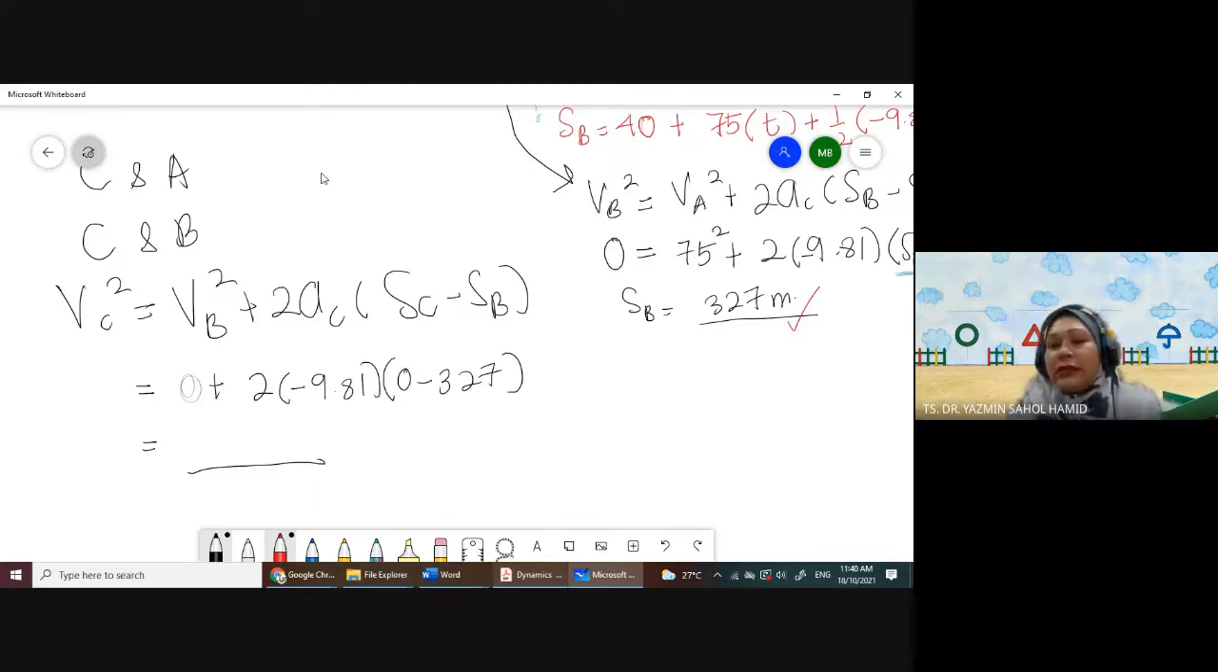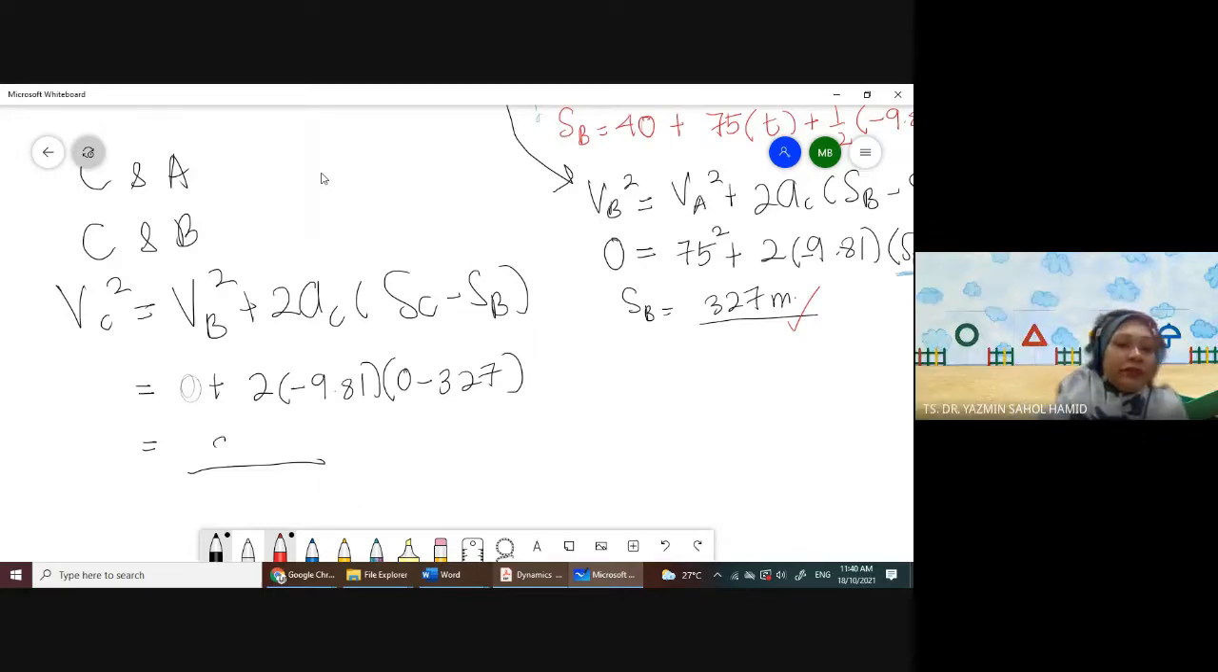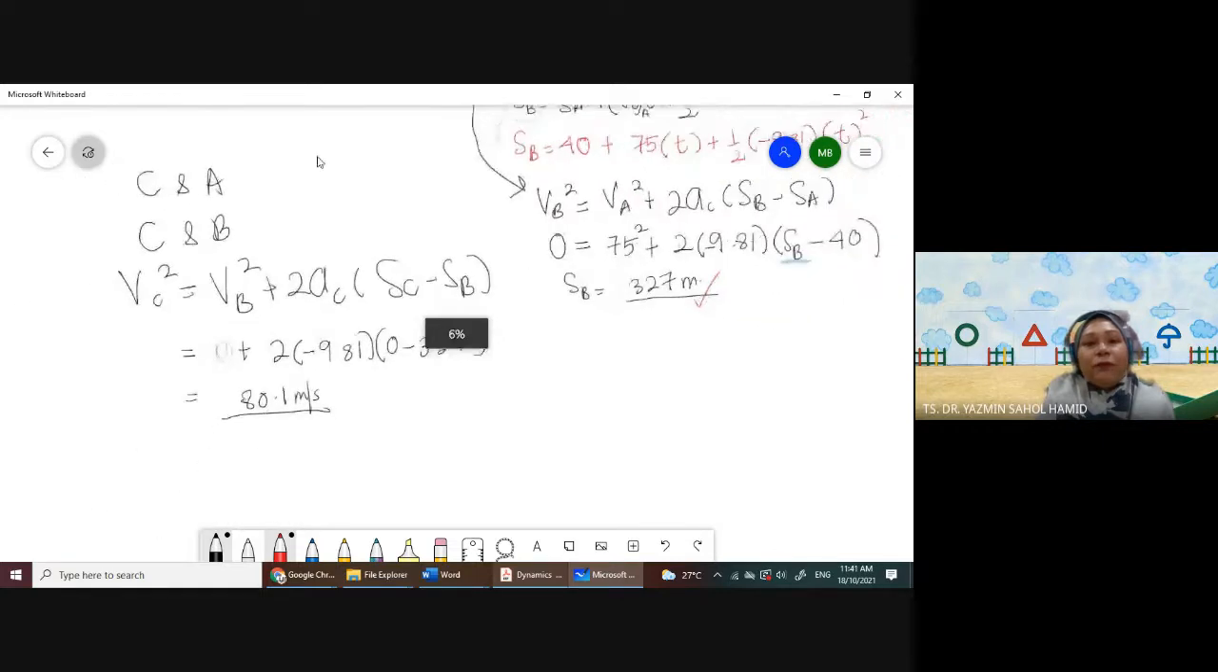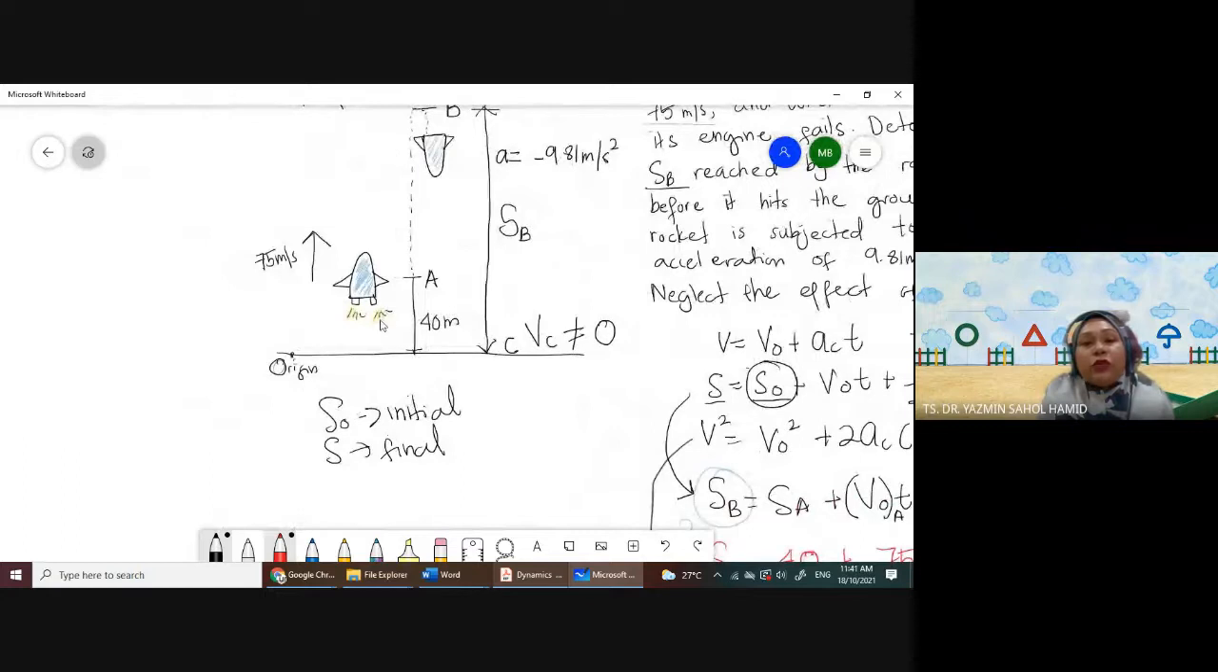Can you tell me the answer? 80. Berapa? 80.1. Betul ke? Meter per second. Okay, but is it positive or negative? Now, when the rocket was going up, you have assumed it to be positive, right? So when it's in the other direction, it should be negative.